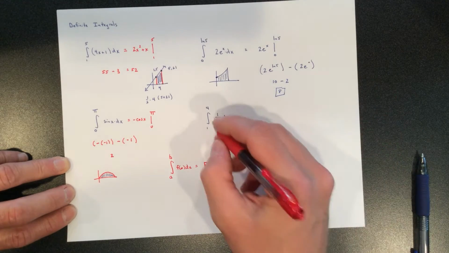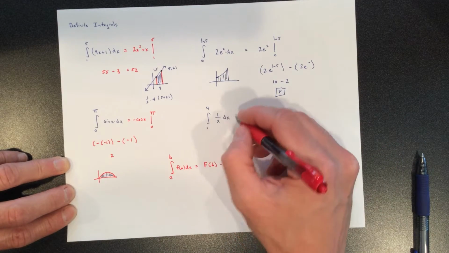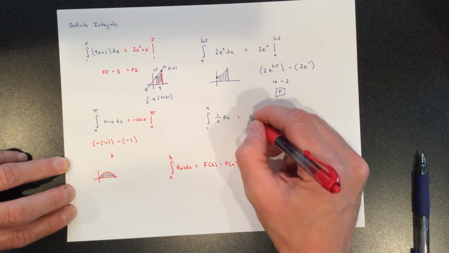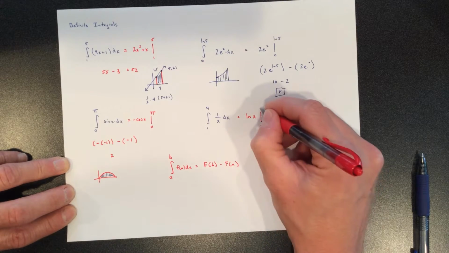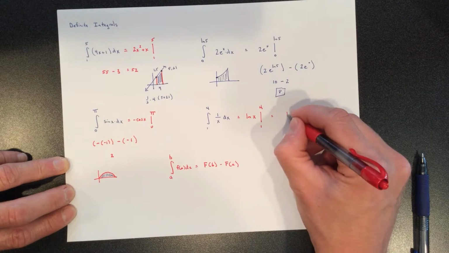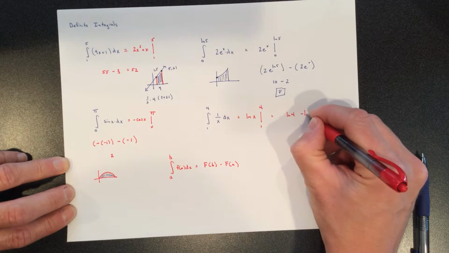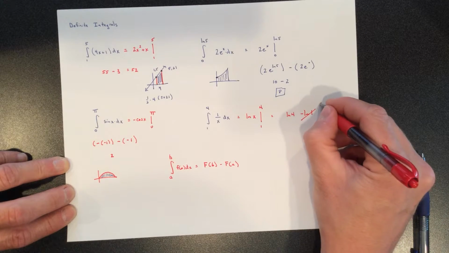All right? And then we have this last one, the integral of 1 over x, right? Or the antiderivative, as some people say, is the natural log of x. And let's evaluate that from 1 to 4. And when you plug that in, you get the natural log of 4 minus the natural log of 1. The natural log of 1 is equal to 0.